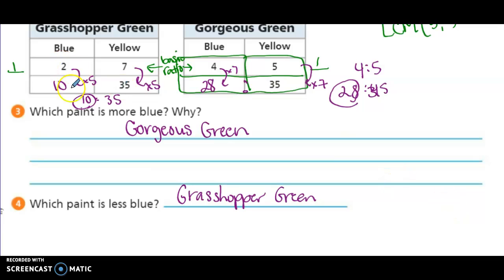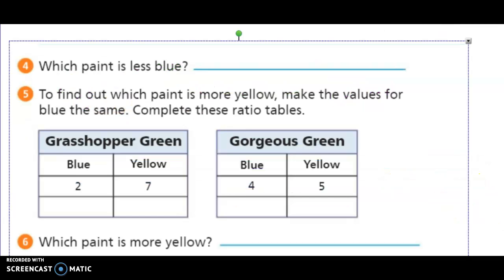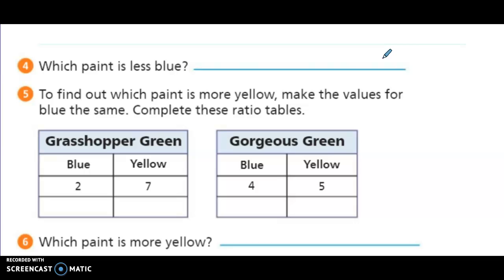Okay, because it has less parts compared to the same parts yellow. Which paint is less blue? That's a repeat. Now this is what I would like you guys to do: pause this video, go to Google Classroom, open up page 397, fill in the top half, and now see if you can repeat those steps for the bottom half.